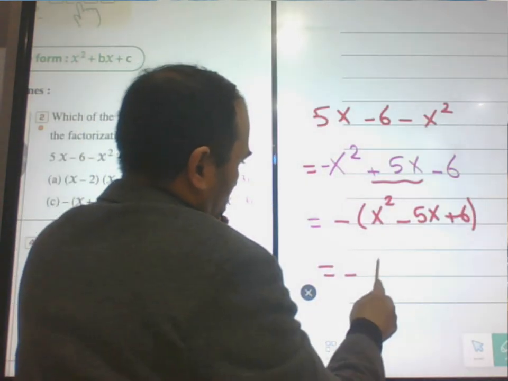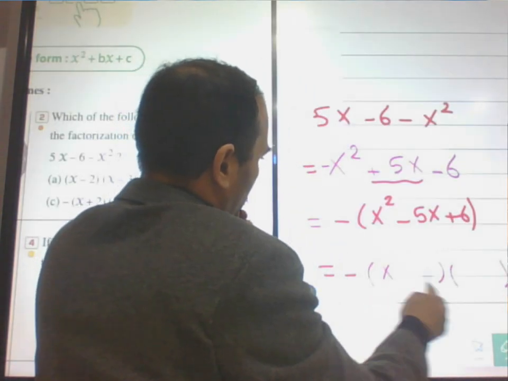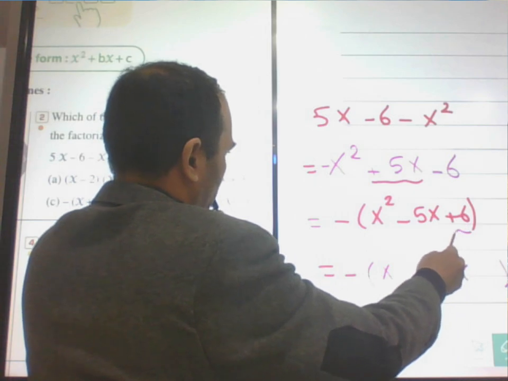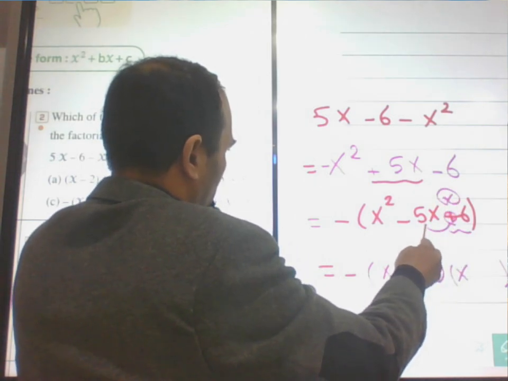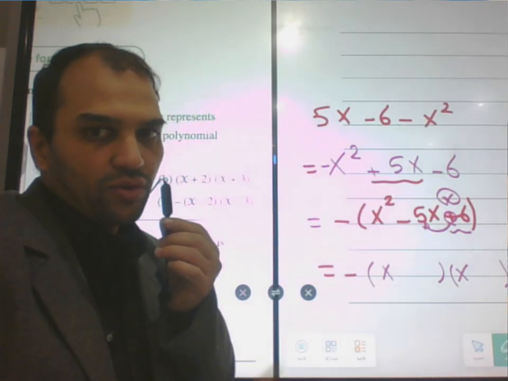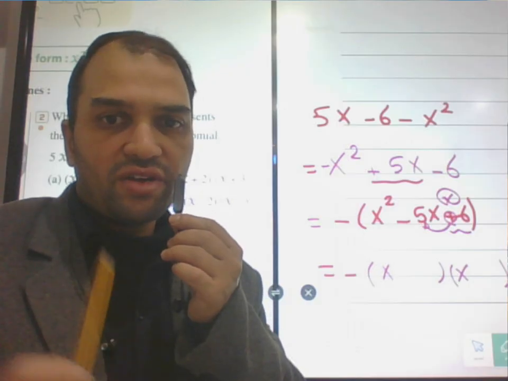Next step, open two brackets and factorize. X power 2 equals x by x. And we want two numbers whose product equals 6, and if we add them together, the result will be 5. 2 times 3 equals 6, and the summation between them equals 5. 2 plus 3 equals 5.